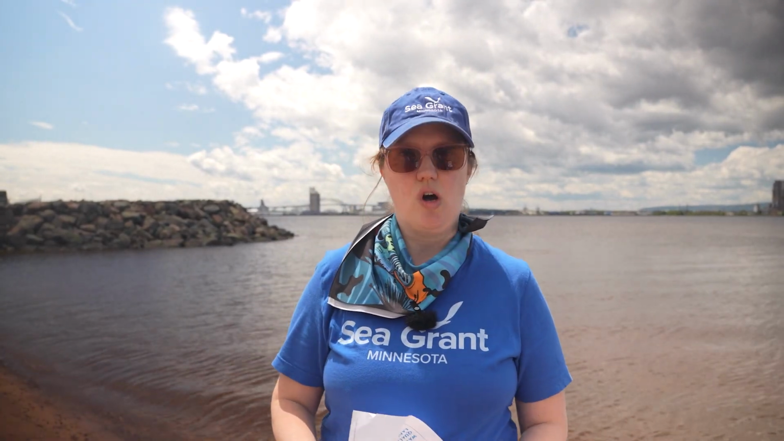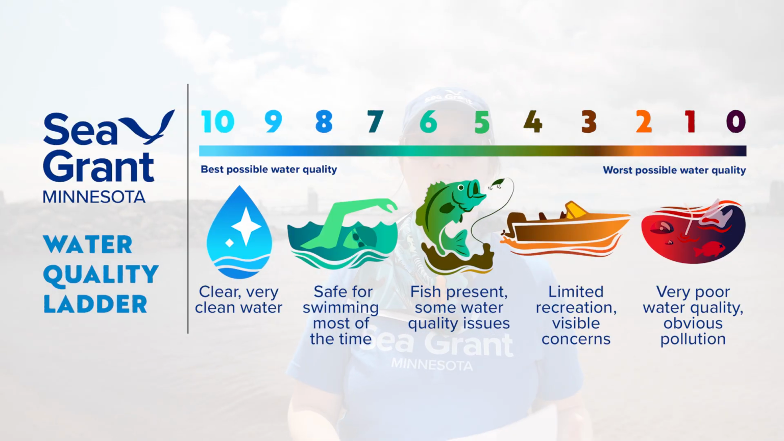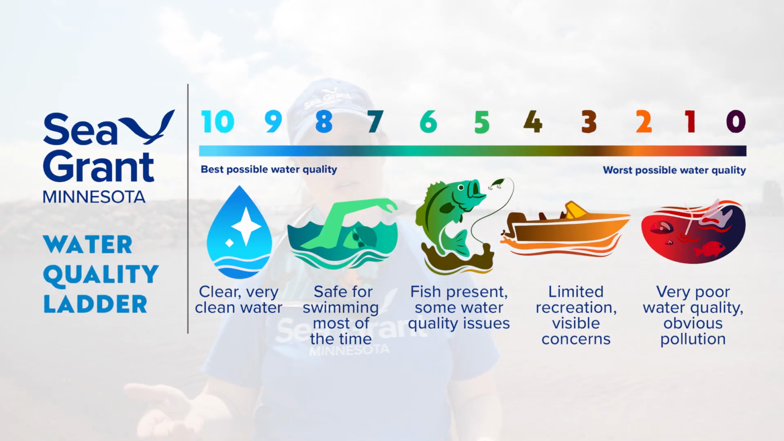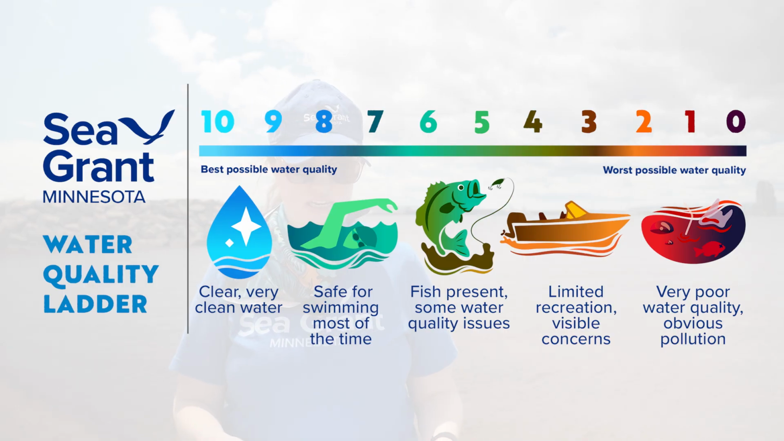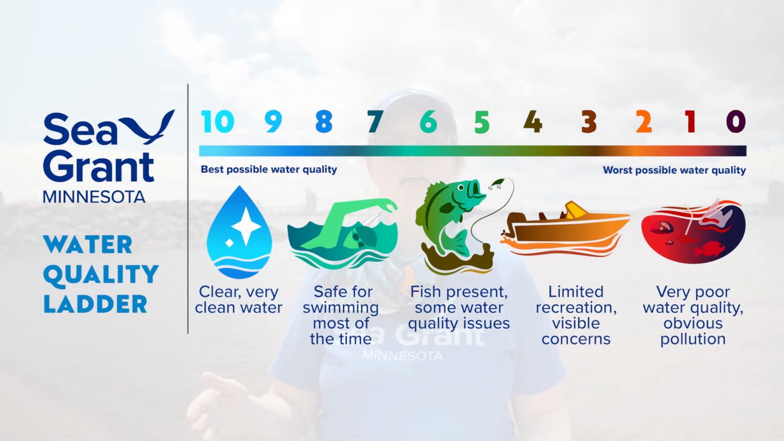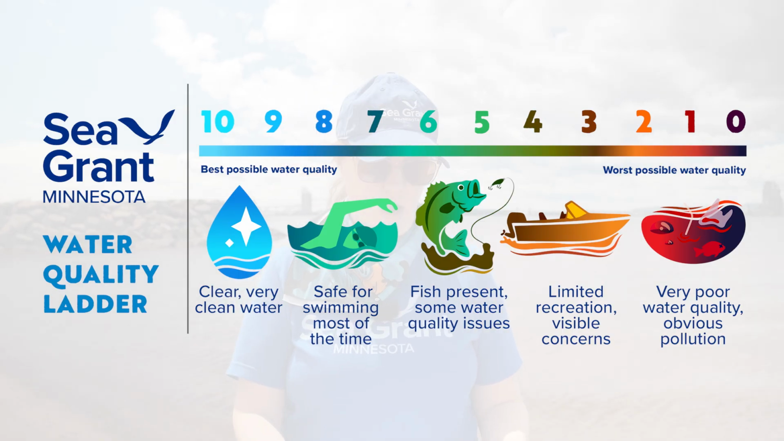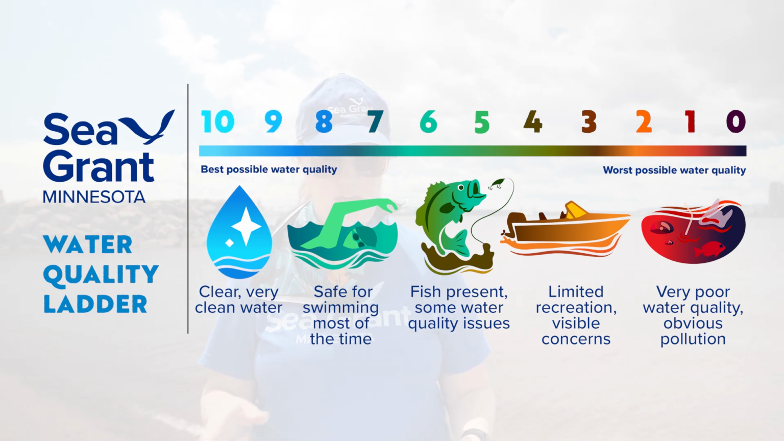Exactly. So the first time that you go out to collect a sample for this project, one thing that we would like to do is to get a better understanding of what your perceptions are of your lake. We do that using this tool called a water quality ladder. This is included, you'll see a picture of it in your sampling protocol and on your data sheet. And basically it's just a ranking from 0 to 10, with 10 being very clear, clean water, with around 7 to 8 being you think it's safe for swimming most of the time.